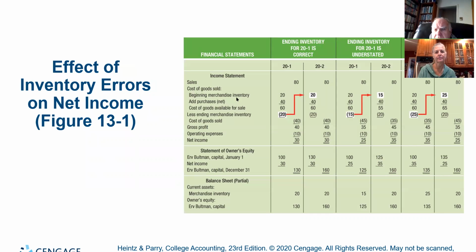Let's just take a quick peek here. They're showing it done correctly, okay? The ending inventory was 20, and that's what they counted. So they came up with a net income of 30 and 30, right? You see where I'm pointing there? Okay, so they did things correctly. They counted 20, that's what was there, $20 million, it's a big company. And the beginning inventory in the next period was 20, so everything's good.